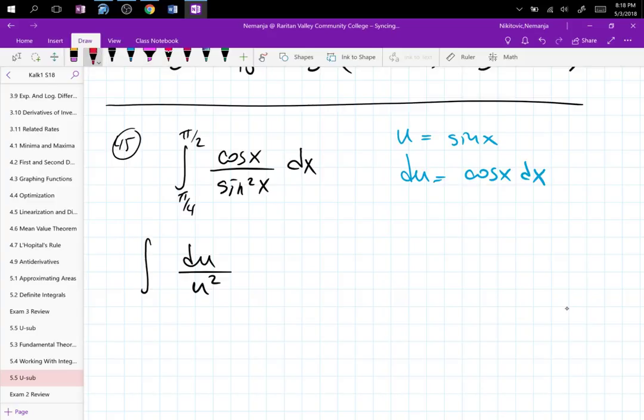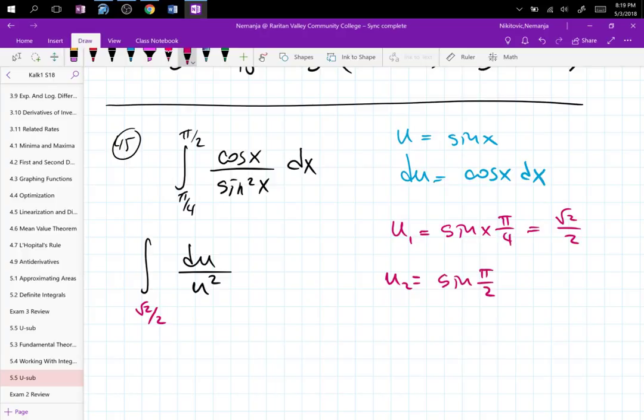I have to transform my limits. So u1, which is the bottom limit, is sine of pi over 4. Now that's root 2 over 2. So the bottom limit is root 2 over 2. The top limit u2 is sine of pi over 2. Well, sine of pi over 2 is 1. So the upper limit is 1.